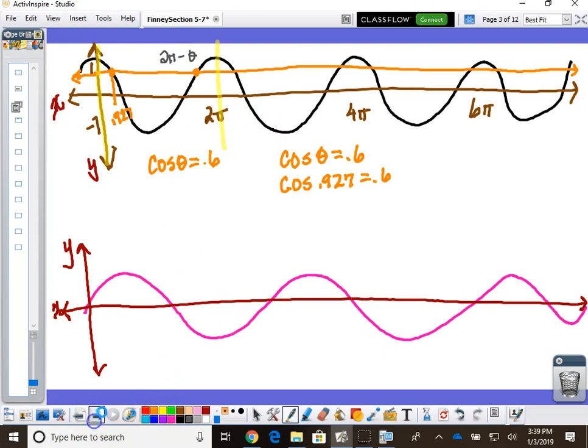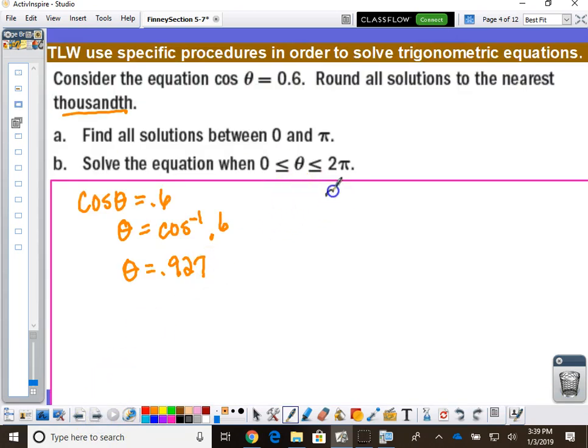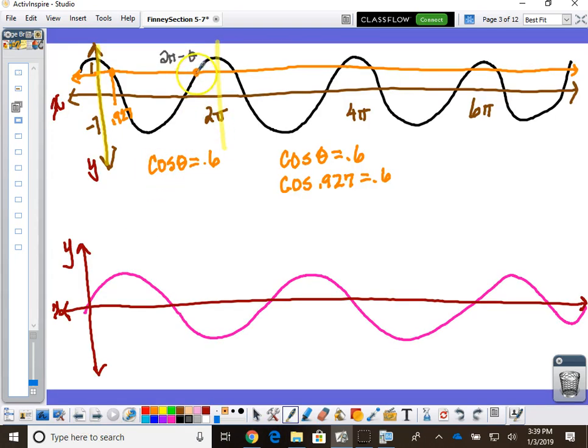So to find this second answer, we're going to do 2 pi minus theta, which would be 2 pi minus 0.927, which is going to be 5.356. So that's another possibility for theta, because we have this 0.927 and we now have this one, which is 0.927 short of being to 2 pi.